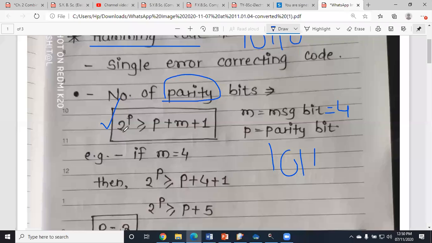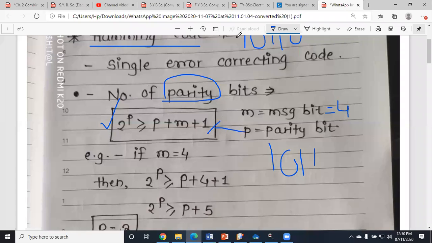This is a very important formula which will tell you how many parity bits you have to add. See here, 2 raised to p should always be greater than or equal to p plus m plus 1. What is p? It is the parity bit. What is m? Message bit. Everybody understand the formula? Number of message bits we already have, that is 4. But now we want to know how many parity bits we are going to add. For that, we are going to use this formula.